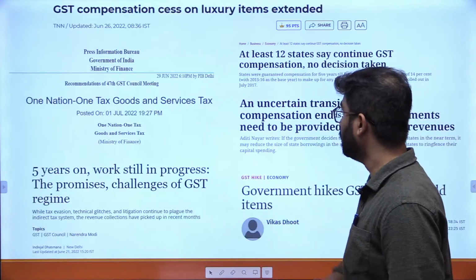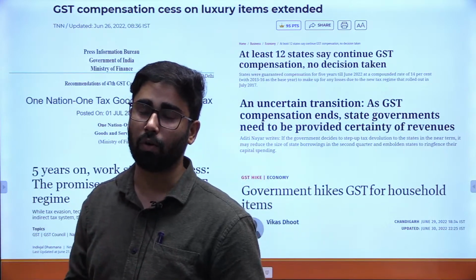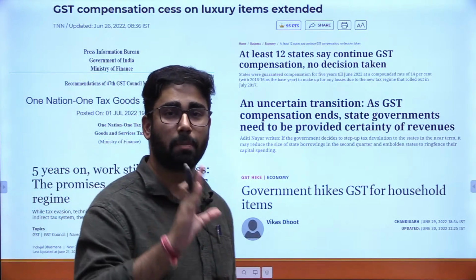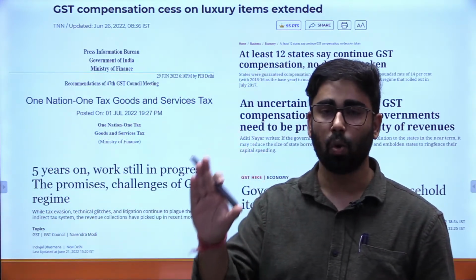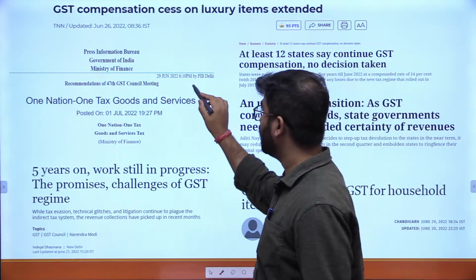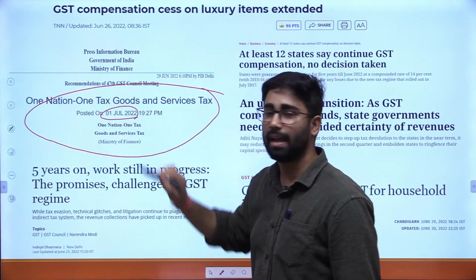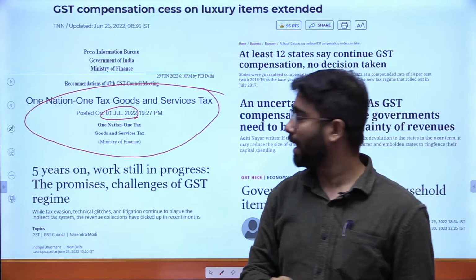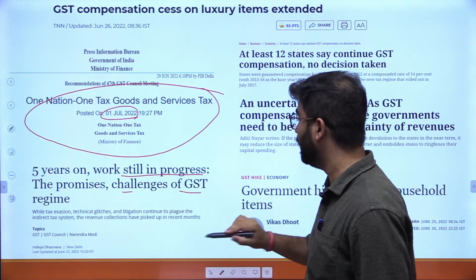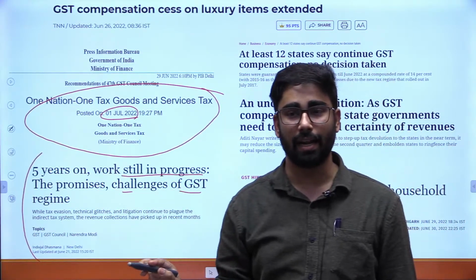Okay, so why we took the topic of GST today in this particular session, making it a GST special session, is because there has been a plethora of news going on related to GST, such as one nation one tax goods and services tax. इसकी 1 जुलाई को 5th year anniversary celebrate करी. Okay, 5 years on, work is still in progress, the promises, challenges and GST regime. Okay, तो ये 5 साल की सालगिरह से related है GST की.